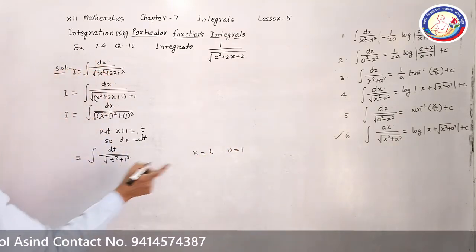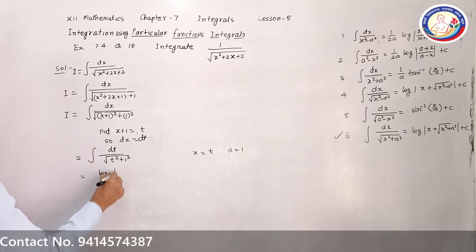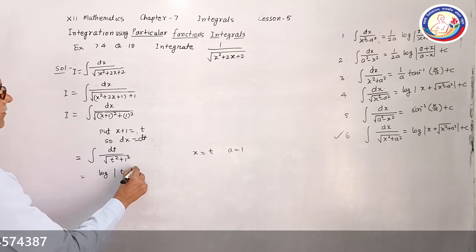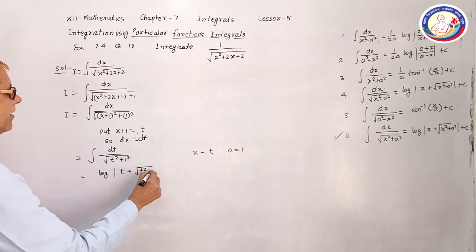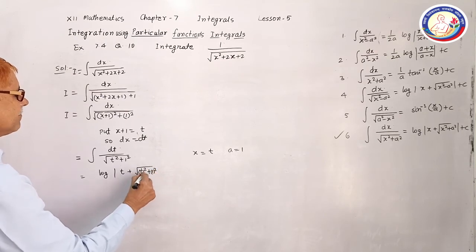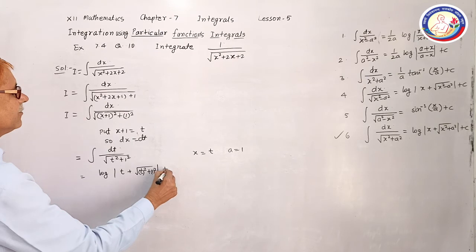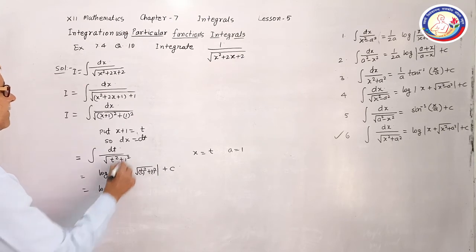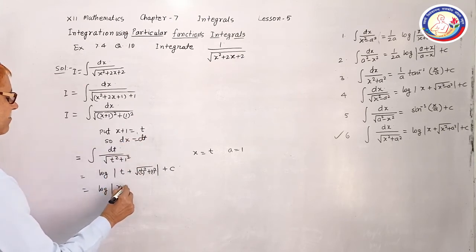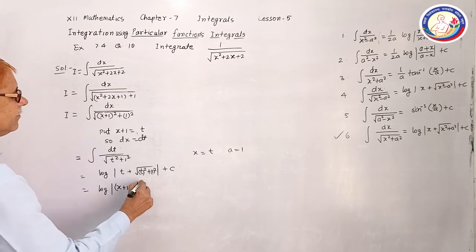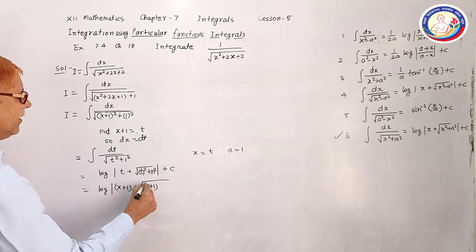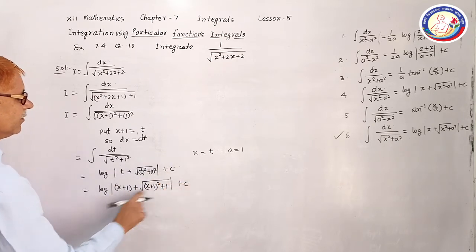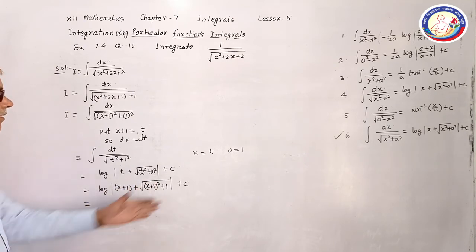And apply this formula, that is log of absolute value of t plus square root of t square plus 1 square, and plus constant of integration c. Put value of t again, log of, what is t here? x plus 1 plus square root of x plus 1 whole square plus 1. Square of 1 is 1. And absolute value of this logarithm, then solve it further.